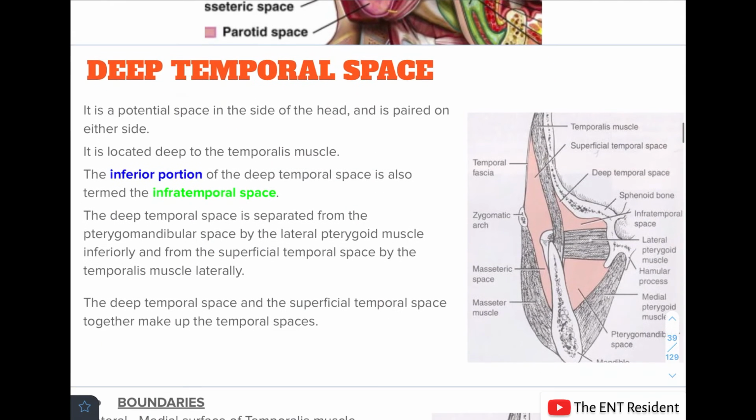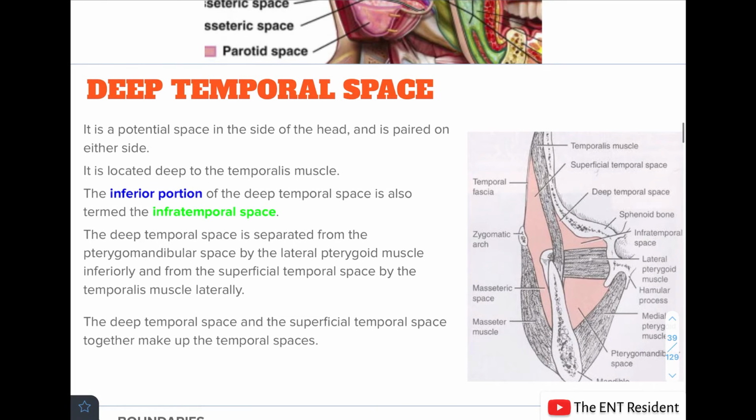Next we move on to the last space of the masticator space, which is known as the deep temporal space. So the deep temporal space is a potential space inside of the head, and this is also paired, but this is located deep to the temporalis muscle. The superficial temporal space was superficial to the temporalis muscle, and the inferior part of this deep temporal space is also known as the infratemporal space. So this here you can see is the deep temporal space.